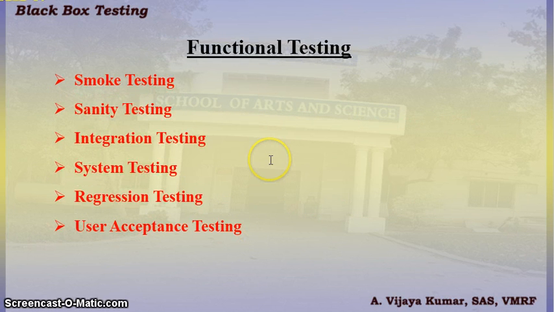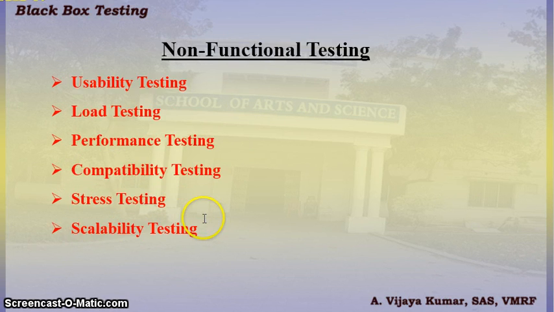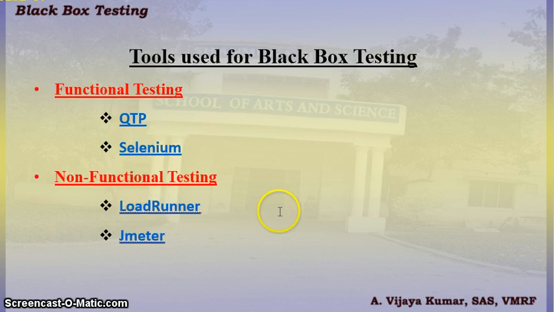Then what are all the things we perform under functional testing? Smoke testing, sanity testing, integration testing, system testing, regression testing, and user acceptance testing. Under non-functional testing we perform usability testing, load testing, performance testing, compatibility testing, stress testing, and scalability testing.